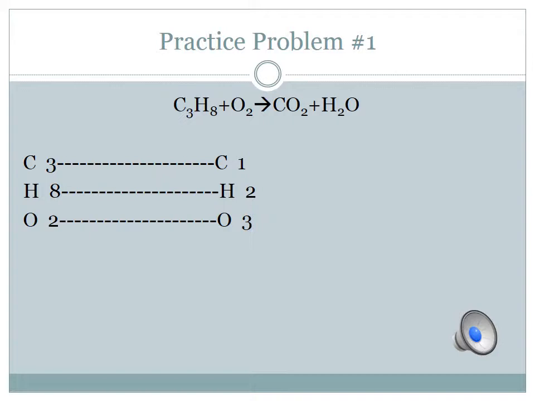You have to list the atoms on each side of the reaction. So we have carbon, hydrogen, and oxygen. As you can see, we have listed them on both sides of the reaction.